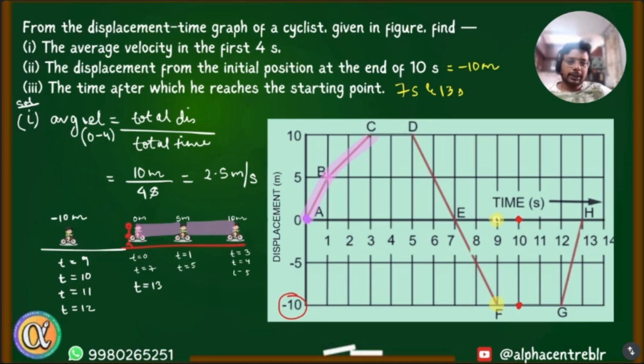Then C to D, it takes a rest. It does not move, so it stays here only. D to E, it's returning back. At the 7th second, the displacement becomes zero, so it reaches its original position. But after that, the graph is going further down. Going further down means it is becoming more negative, correct? More negative means it's going in the opposite direction. That is what minus 10 means.